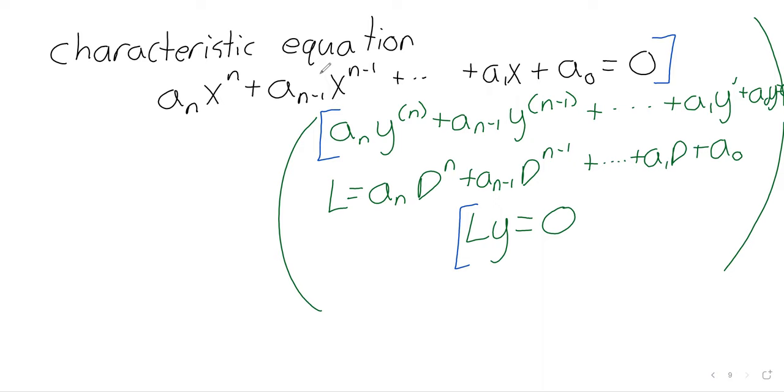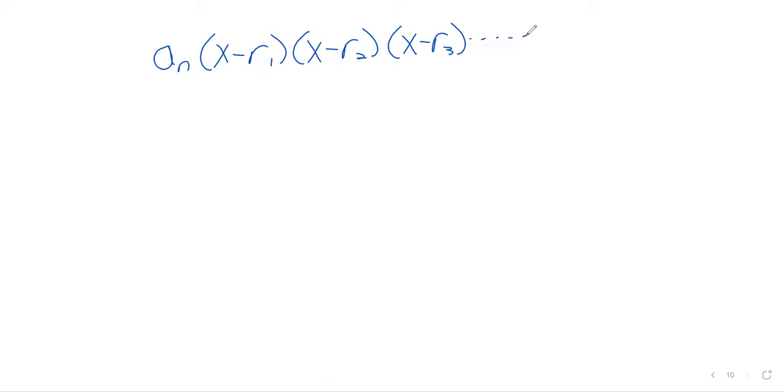Then, according to the fundamental theorem of algebra, this characteristic equation factors. It might have complex roots. It might factor over the complex plane. It might have really ugly roots that there's no way to actually find, and we have to just use a calculator to approximate them. But in theory, this polynomial can be factored as x minus the first root times x minus the second root. Again, some of these roots might be complex. Some of them might be really ugly.